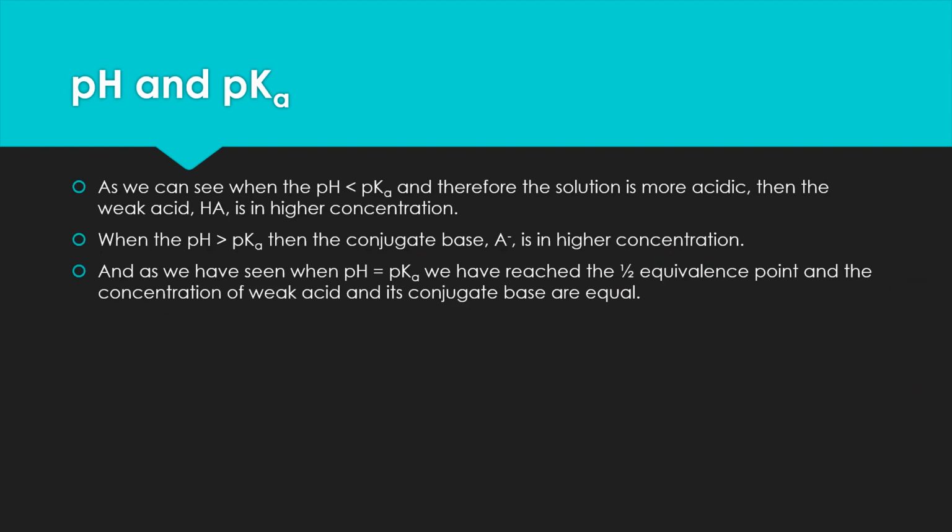So just to summarize, as we can see, when the pH is less than the pKa, the solution is more acidic. Then we know that the weak acid is in higher concentration. When the pH is greater than the pKa, then the conjugate base, or A-, is in higher concentration. And as we've seen before, when the pH equals the pKa, we reach that half equivalence point, and the concentration of the weak acid and its conjugate base are equal.